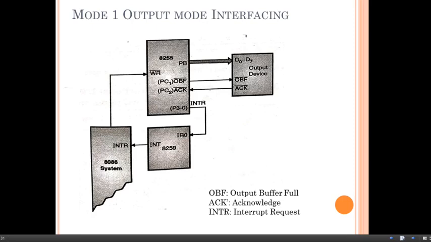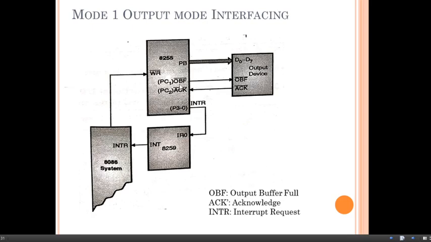Now we'll see the first acknowledgement signal, OBF, that is output buffer full. It is an active low output signal which is generated by this 8255. When the CPU writes the data to the output port, the data is available in the output port. Here it is port B as an output port. It is indicated by giving this OBF signal to this output device. This signal is used to indicate that the new data is ready to be read.